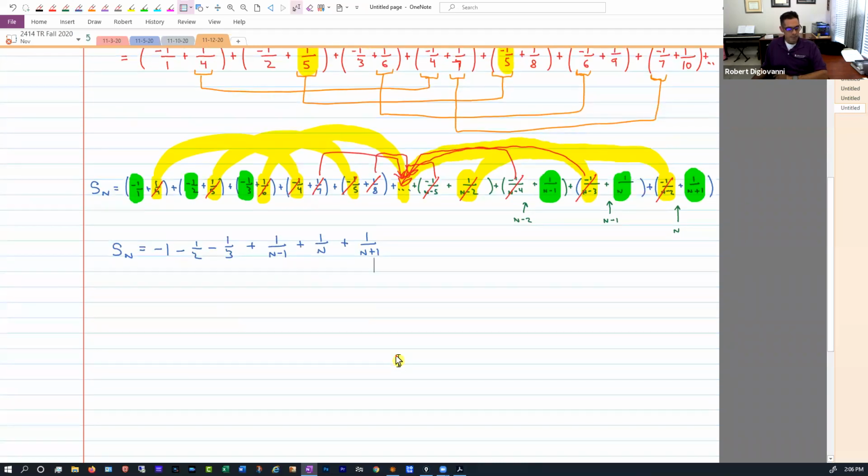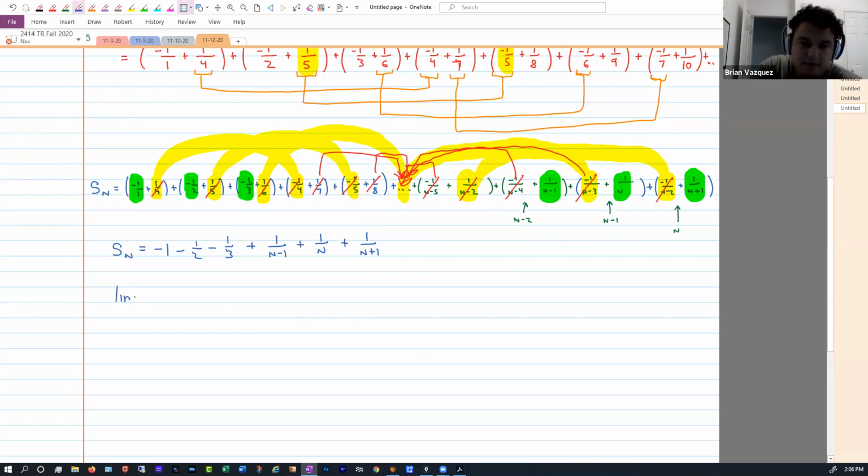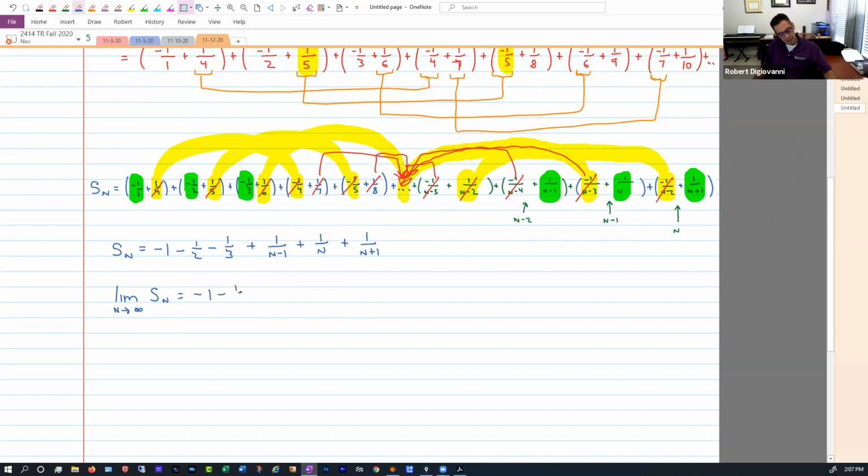And now what? Limit. Let's see what happens when n goes to infinity of S sub n. I'm not going to rewrite it all. Let's just look at what happens. That goes to 0, that goes to 0, that goes to 0. These 3 go to 0. And so we truly do have the collapsing happening here.